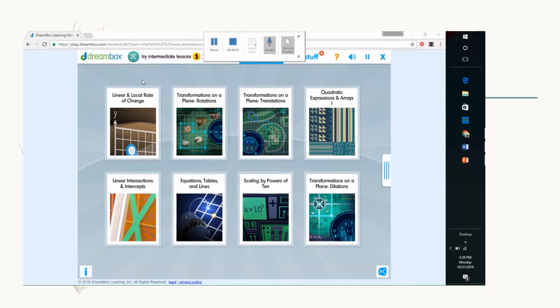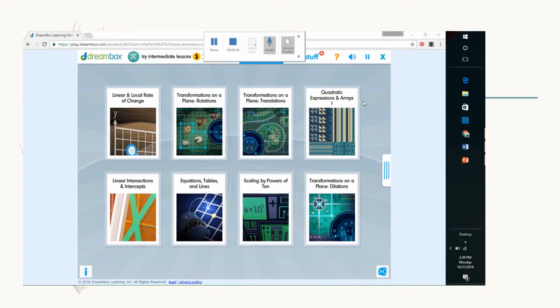When students log in, this is the dashboard that they see in their Dreambox. There's all the different levels and skills that are in their grade level. So students are able to pick what they want to go into, or if an assignment is assigned by the teacher, it will be marked by an indication on the box.